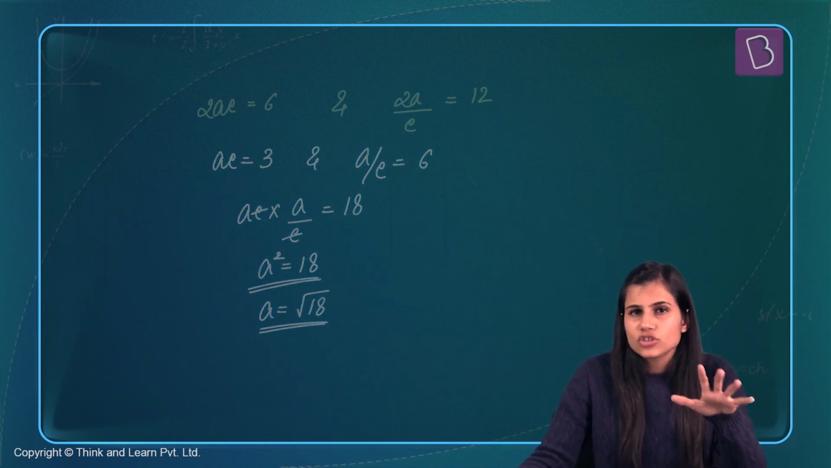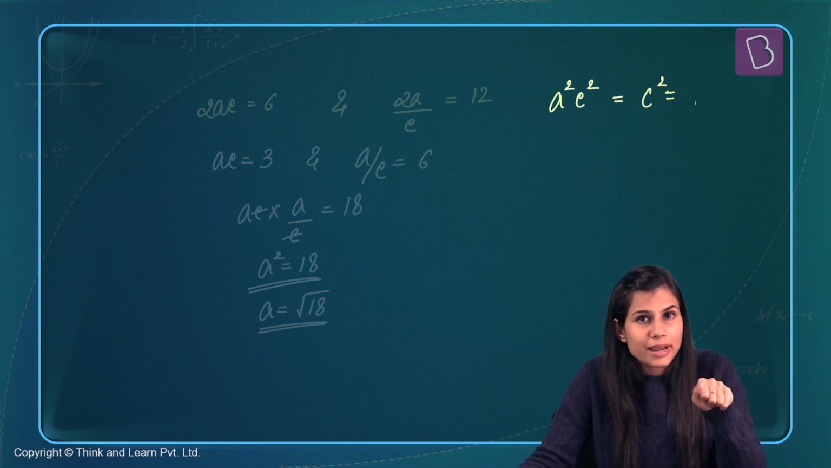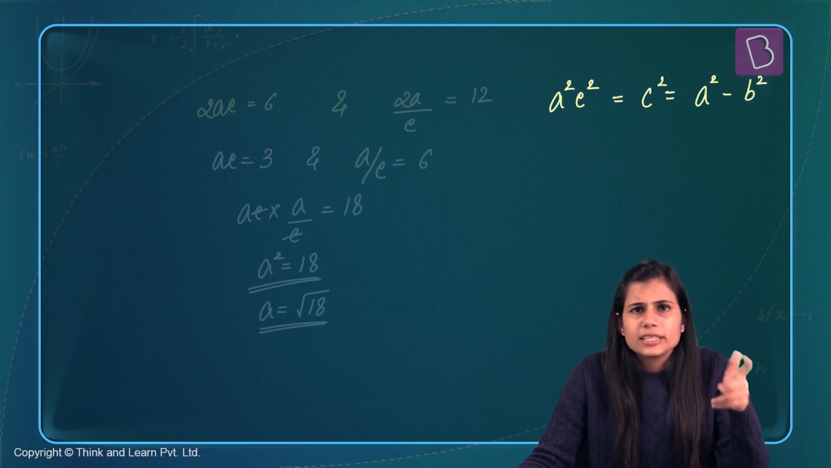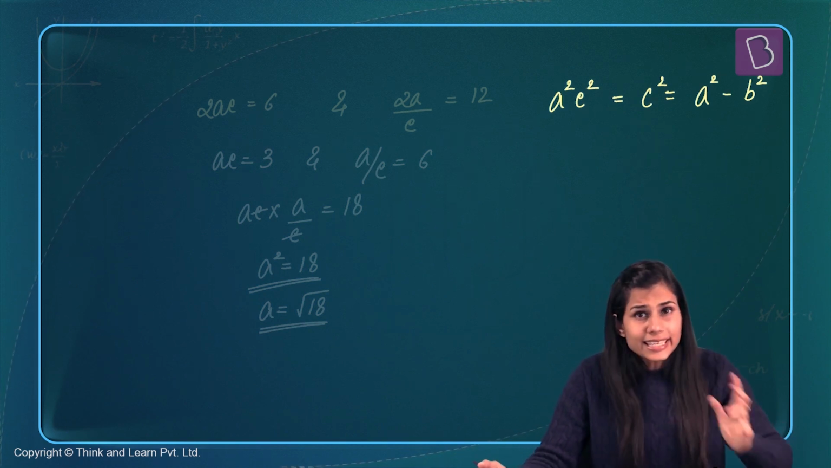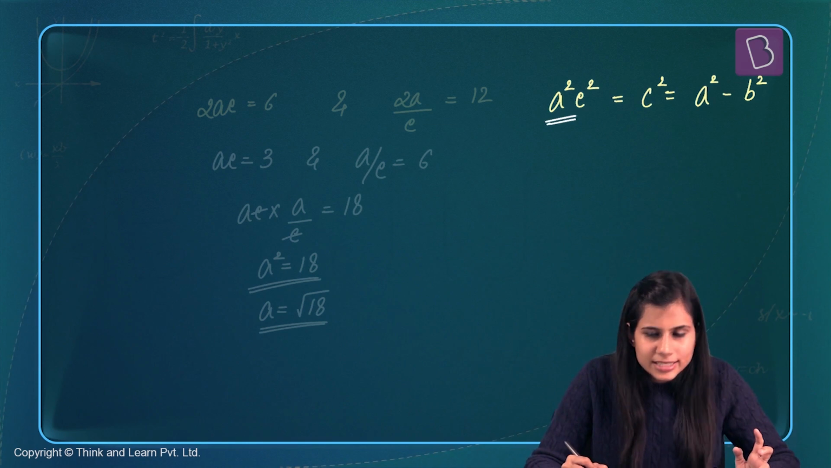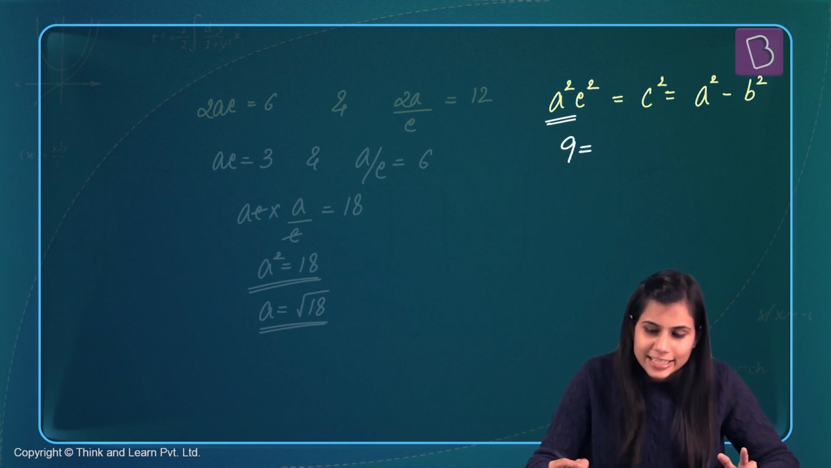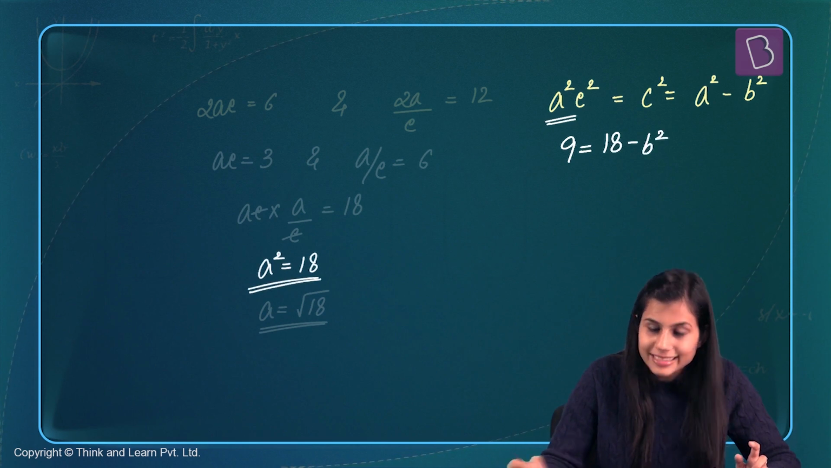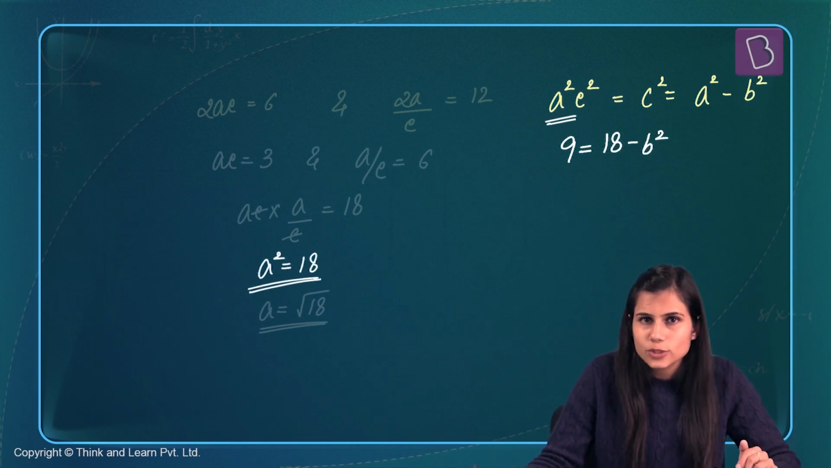We know that in such an ellipse, c square is a square minus b square, where c is given by a into e. So c square is a square into e square. Now ae is given as 3, so a square e square is nothing but 9. This 9 is equal to a square minus b square. A square is 18, so you get this equation with just b square unknown.